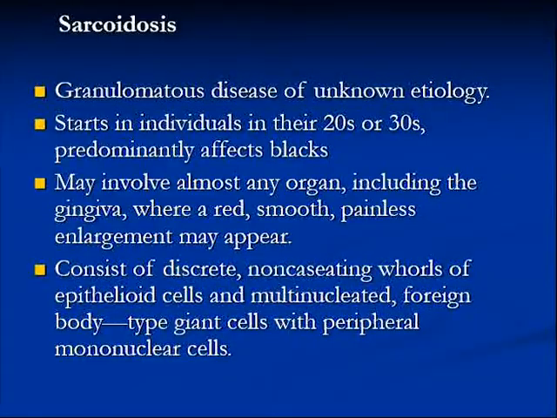Next is sarcoidosis. It is a granulomatous disease which starts in individuals in their 20s or 30s and affects predominantly blacks. Gingival enlargement may be red, smooth, and painless. It consists of discrete non-caseating whorls of epithelioid cells and multinucleated foreign body type giant cells with peripheral mononuclear cells. And the cause of this condition is unknown.